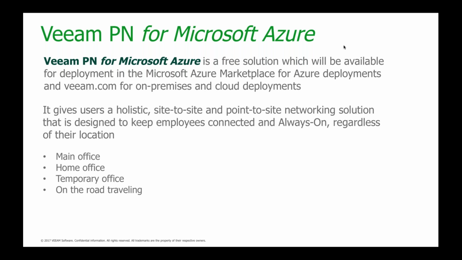What it does in a nutshell is it basically gives users, enterprises and companies a site-to-site and point-to-site networking solution that is designed to keep employees connected and always on, regardless of where they are. So, the typical locations: the main office, the home office, the temporary office, or someone who's on the road traveling. Veeam PN is designed to keep these guys connected to the on-premises network or to a restored bunch of computers, machines or workloads that are running in Microsoft Azure.